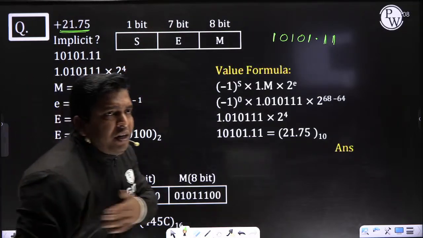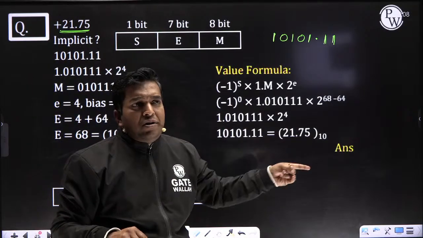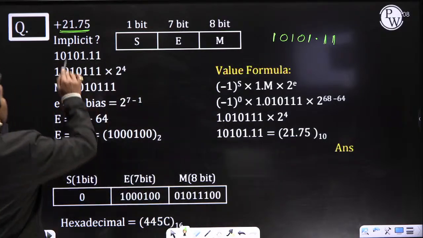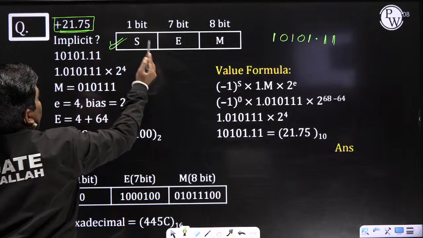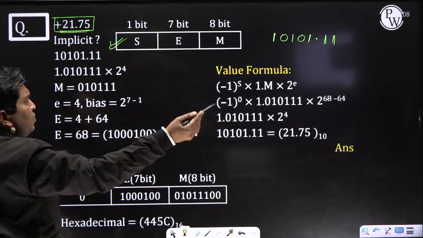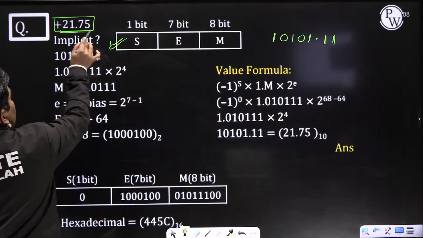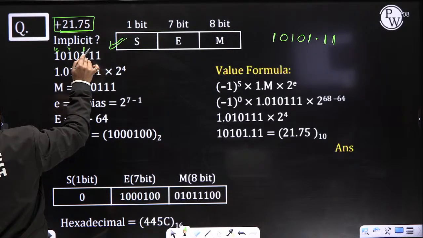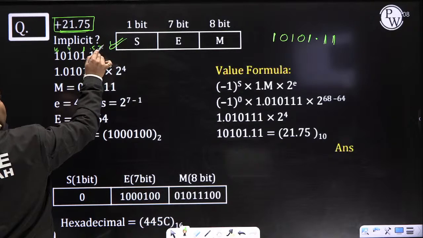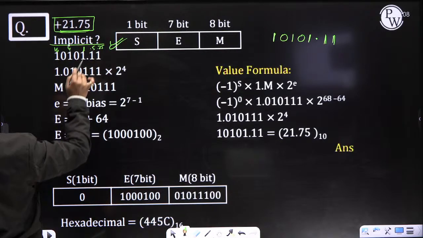I clear your doubt in this slide. If it is asking 21.75, you have to represent it in this format, meaning you are storing it. So how do you write 21.75? You write 16, 4 and 1, then 0.5, 0.25. Clear? Implicit means what we have to do?